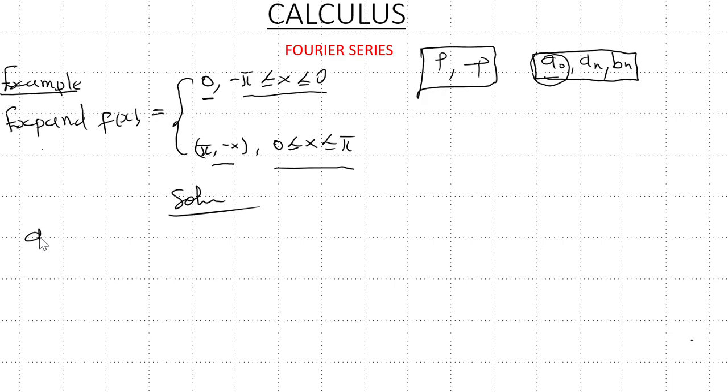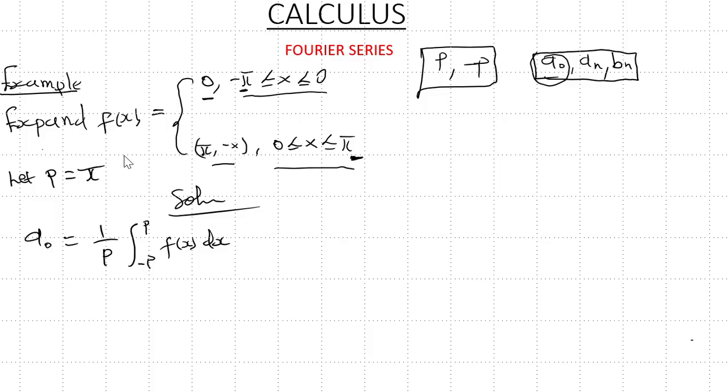Taking the a naught, I hope you remember the formula. The formula for a naught is 1 over p, integral from minus p to p of f of x dx. But our p here is actually pi, because if you look at this particular interval, it starts from here and ends here. So these are the two limits. Therefore, our p becomes pi.